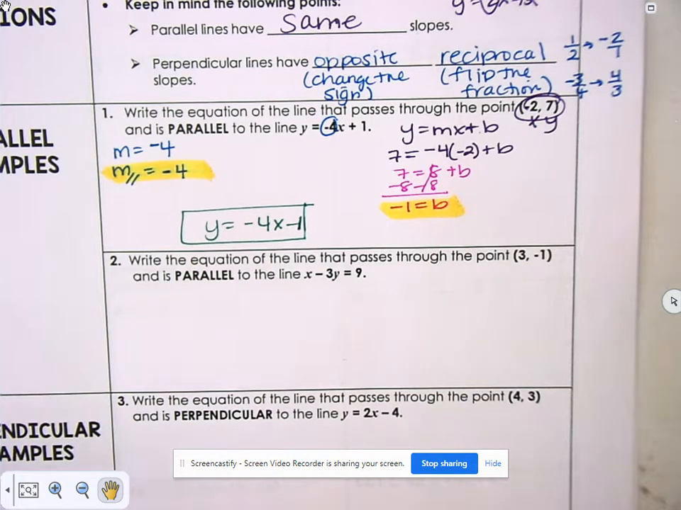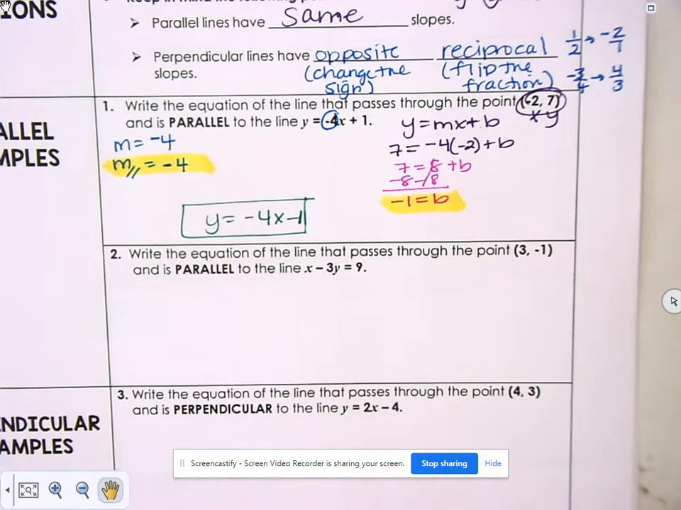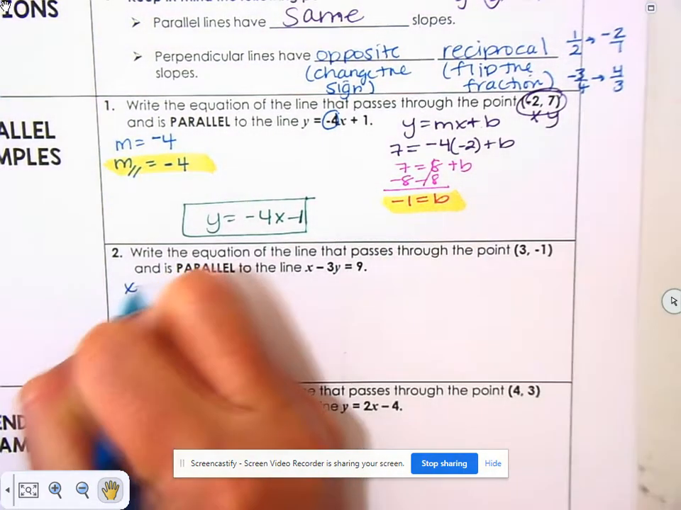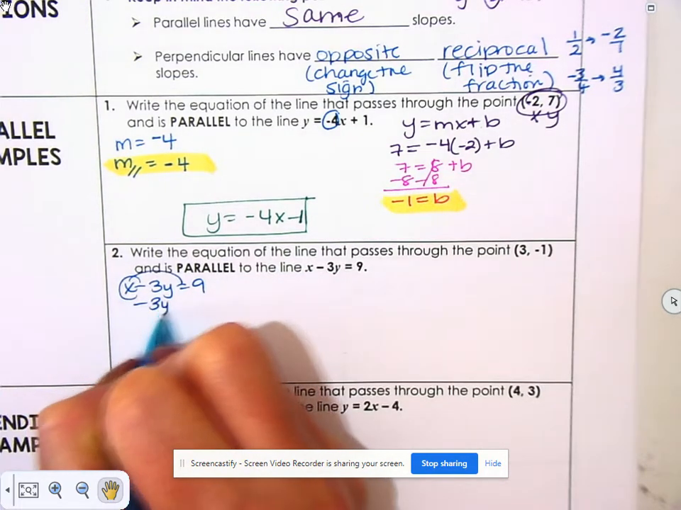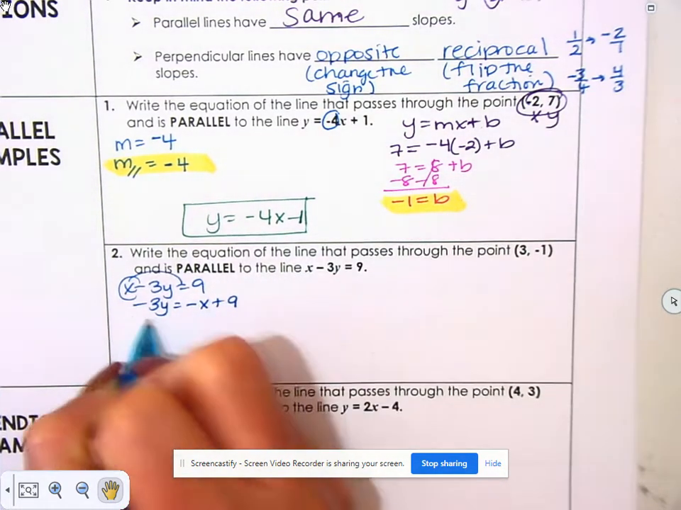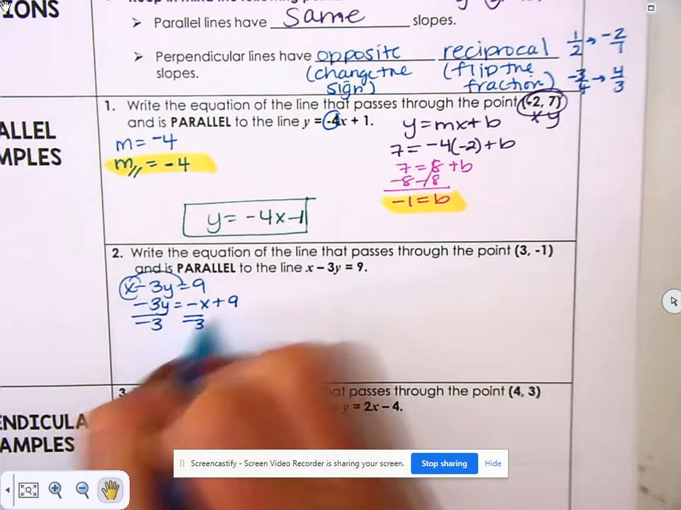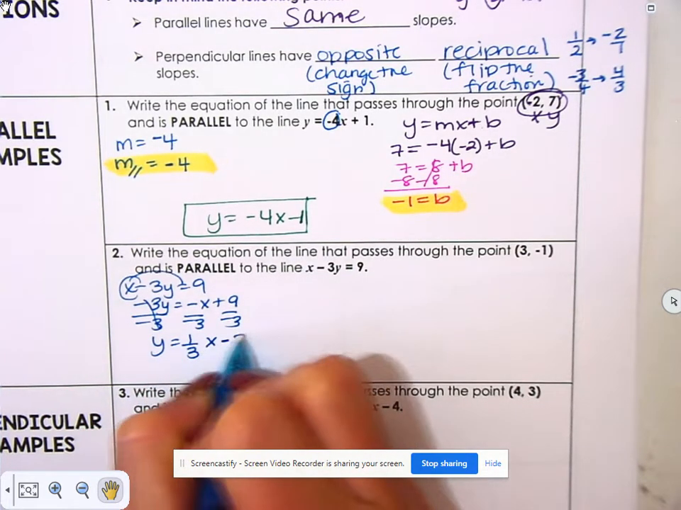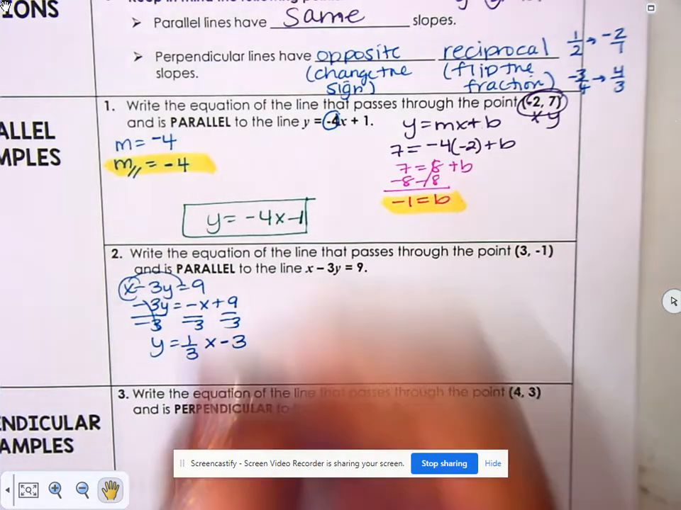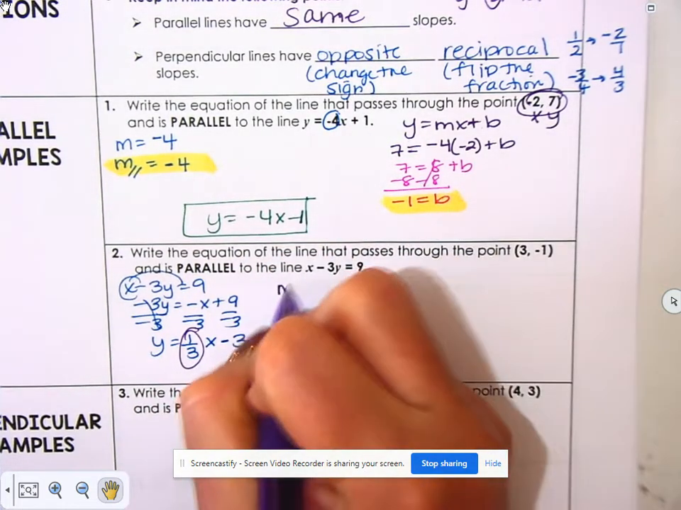Now number 2 is a little different. There's one extra step here because our equation is not in slope-intercept form. You can't tell me the slope until that equation is in slope-intercept form. So I'm going to start by rearranging that equation to get y by itself. I'm going to move that x, and it becomes negative. Then I'm going to divide everything by negative 3, which gives me a positive 1/3 x minus 3. So now the slope I'm looking at is the 1/3.